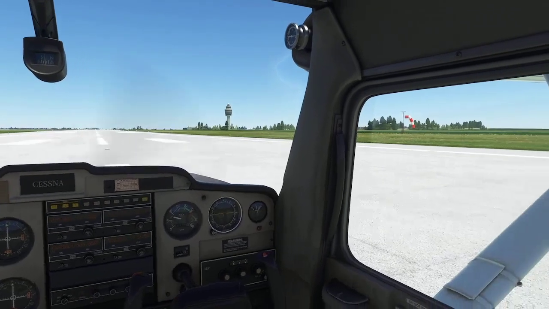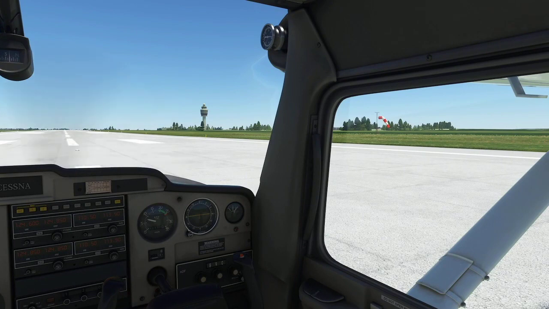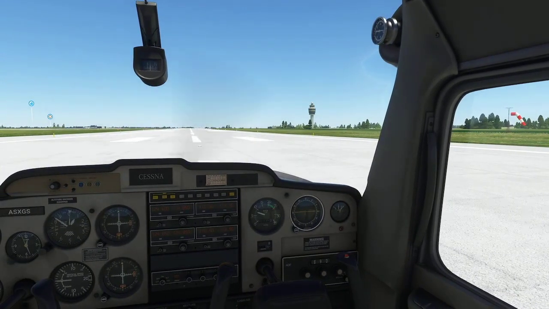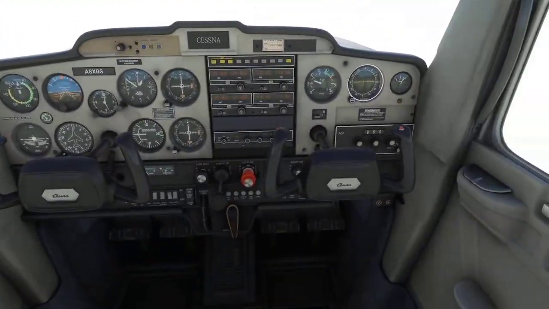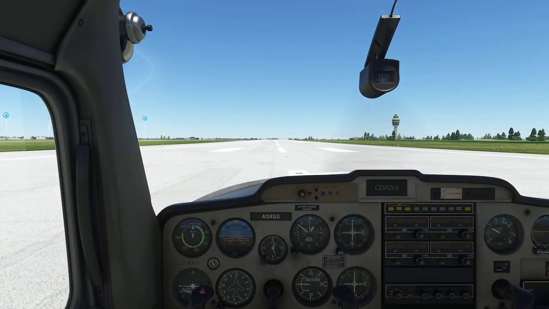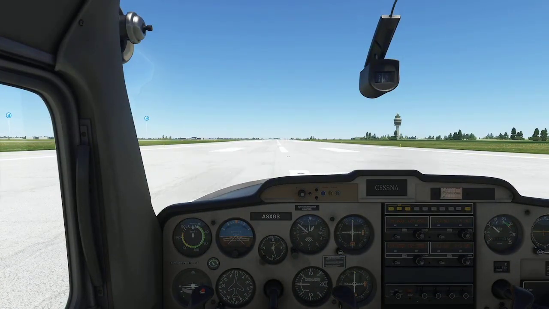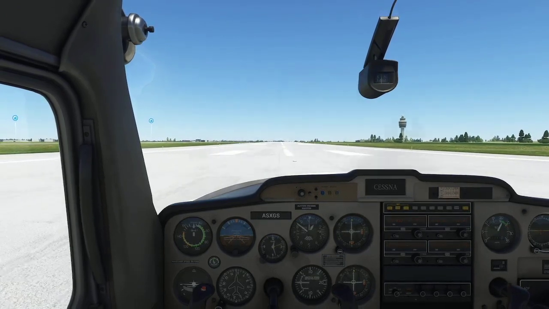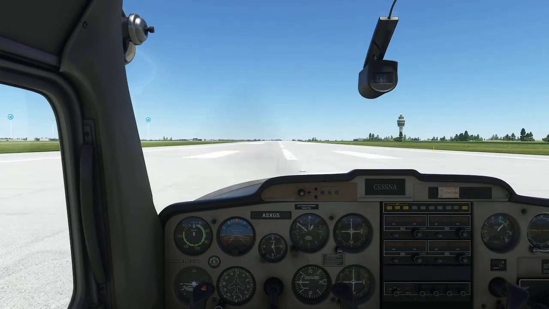So what I've done, see off to the right, I have the windsock, and the wind is blowing from the north. I've set the wind at about 10 knots from the north. So you always take off into the wind. I'm going to turn off my parking brake, and we are good. I think we're ready to go. And again, I'm shooting for 1,600 feet MSL, or just over 700 feet above ground level.